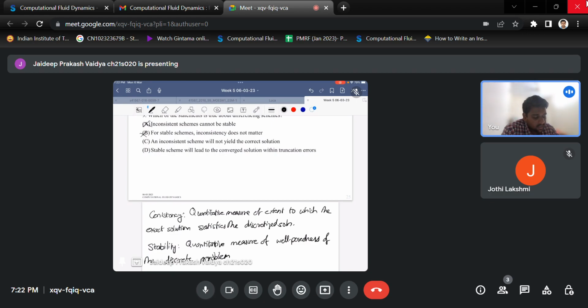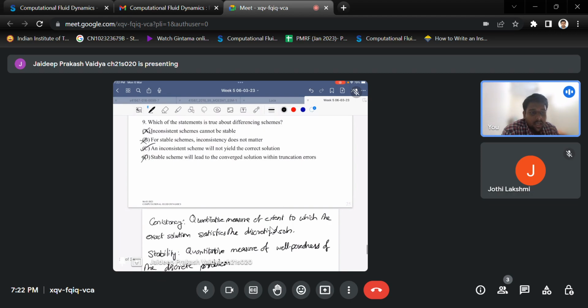An inconsistent scheme will not yield the correct solution. That statement is correct because we know that the measure of whether the exact solution matches the discretized solution is given by the consistency of the scheme. So therefore, an inconsistent scheme will not yield the correct solution is correct. And a stable scheme will lead to a converged solution within truncation errors. That we can't say. That we have to base on the convergence criteria. So we can only say that an inconsistent scheme will not yield the correct solution is the correct statement among the options shown here.